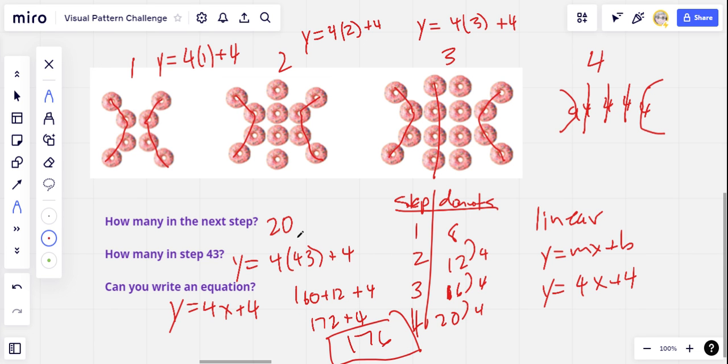Well, how did that go for you? Did you get 20 for step 4? Did you come up with this equation? Let me know. Thanks, everybody.